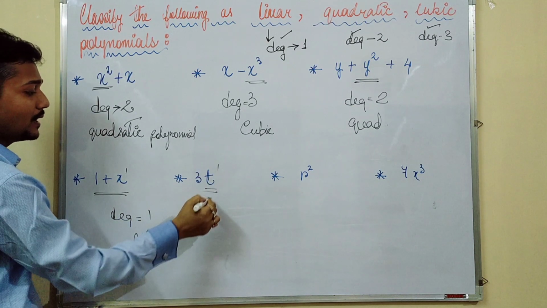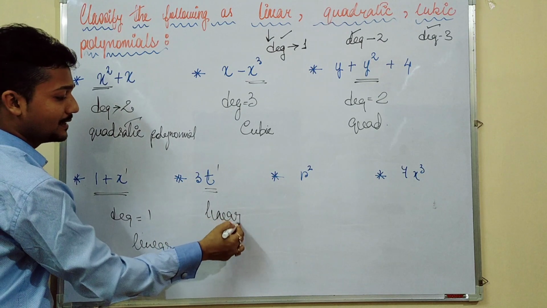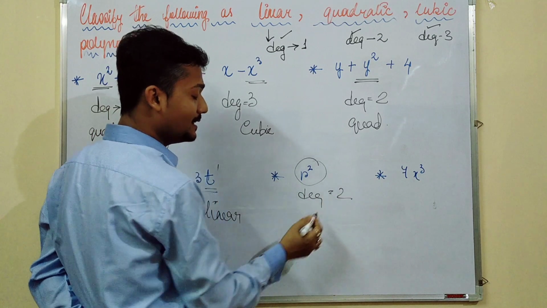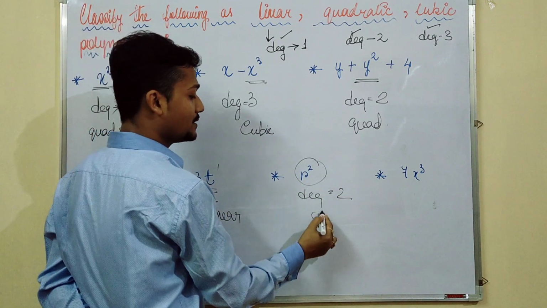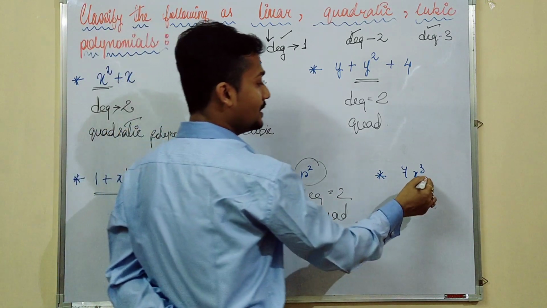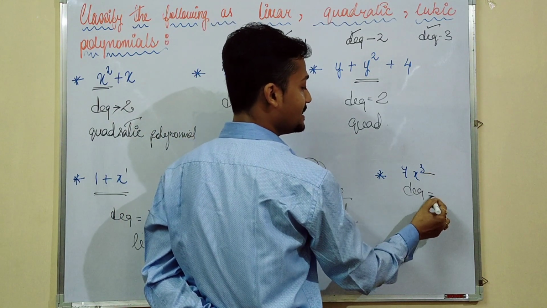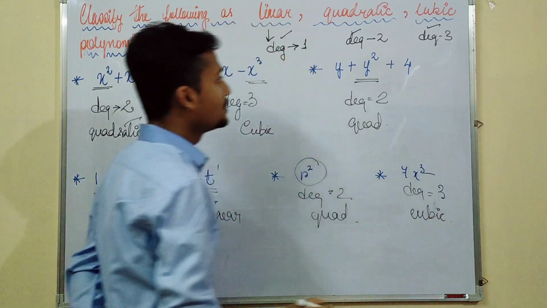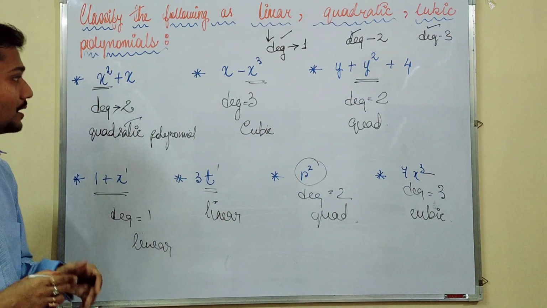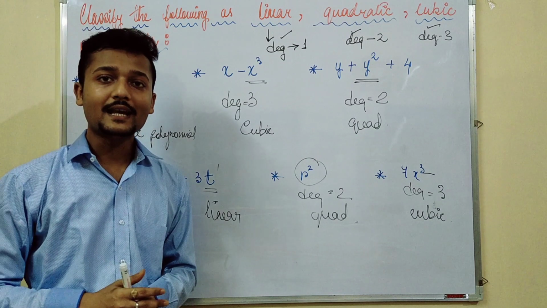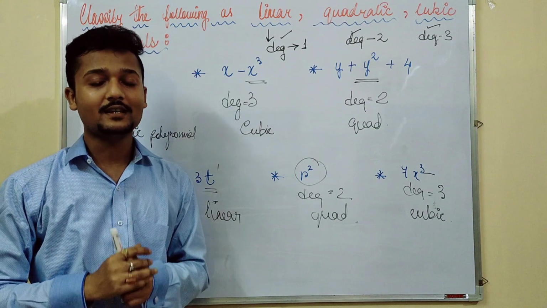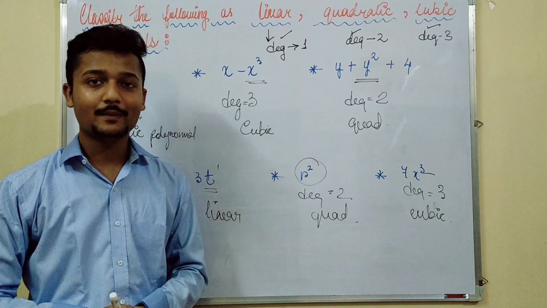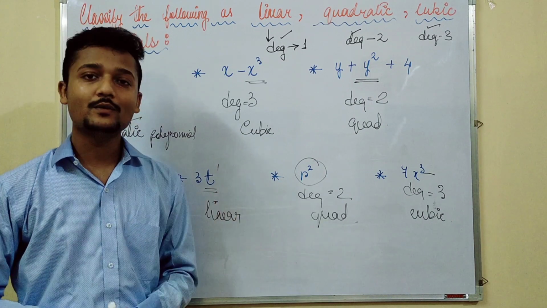Here also it is 1, so it will be linear. Here the degree is 2, so it will be quadratic. Here the power is 3, that means the degree is equal to 3, so it will be cubic. Okay, so will you be able to do it? With this we complete exercise 2.1 from your NCERT book. I hope you have understood what was taught today. So wait until my next video, and do the work that is given to you.